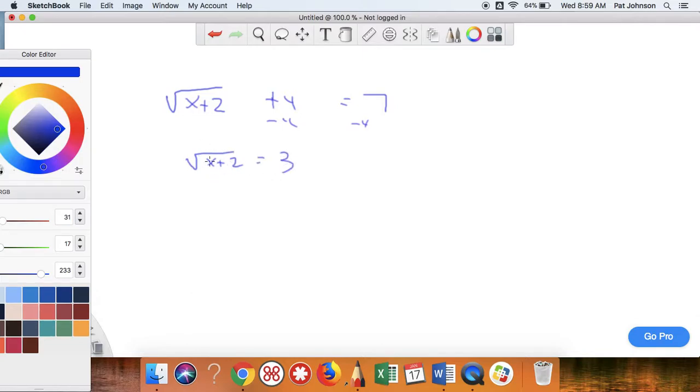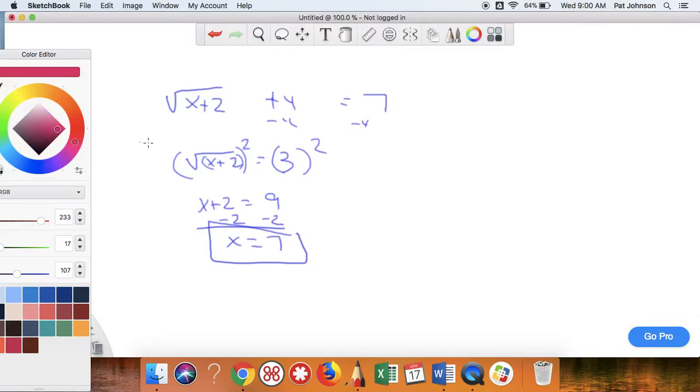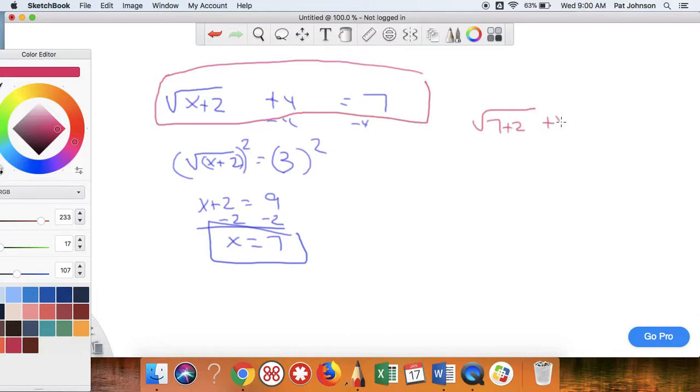Now that it's isolated, it's not times anything on the outside or plus or minus anything. Because the index is implied 2, we're going to square both sides. x plus 2 equals 3 squared, which is 9. We minus 2, and we get x equals 7. But we need to make sure it's not an extraneous solution. So we put it back into the original function: 7 plus 2 plus 4. That's 9. The square root of 9 is 3, plus 4 equals 7. And 7 does equal 7. So we have a good solution.